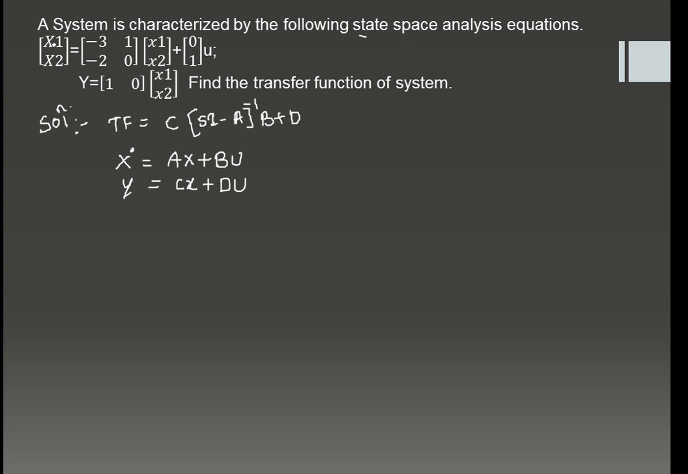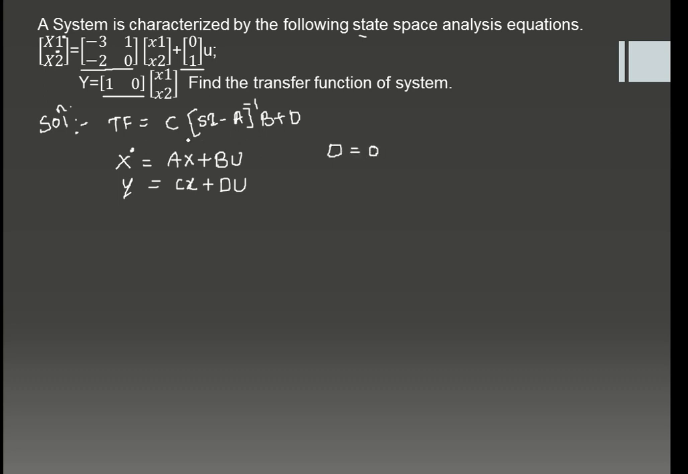So in place of x dot we are having x1 dot and x2 dot, that is equal to [-3 1; -2 0] times [x1 x2] plus [0 1] into u. So in place of A you are having this matrix, in place of B you are having this matrix, and in place of C you are having this matrix, and here they have not mentioned the D value, that's why D is assumed to be 0.